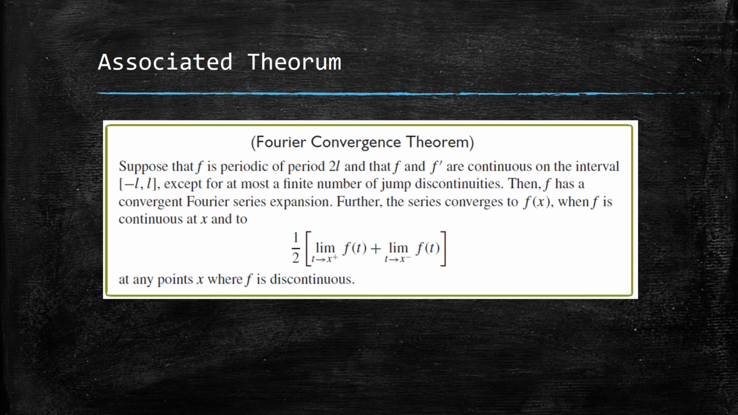Using this important theorem, a discontinuous function can be redefined at points of discontinuity by the average of the one-sided limits. Therefore, when the function is redefined at discontinuity points, the Fourier series will converge to f of x for all x.